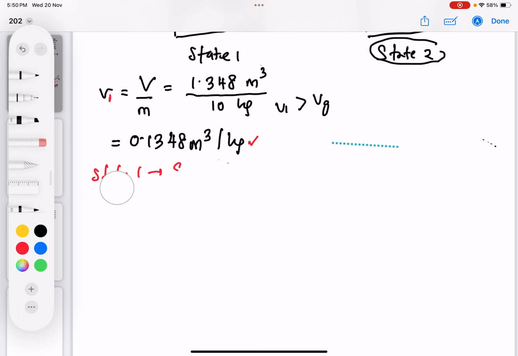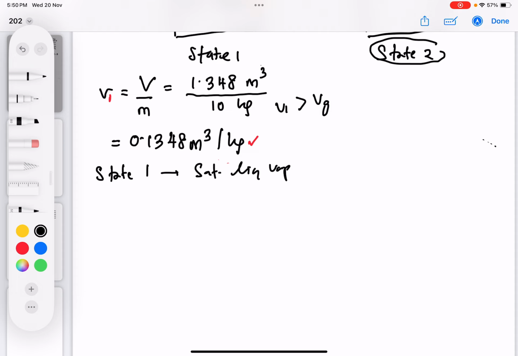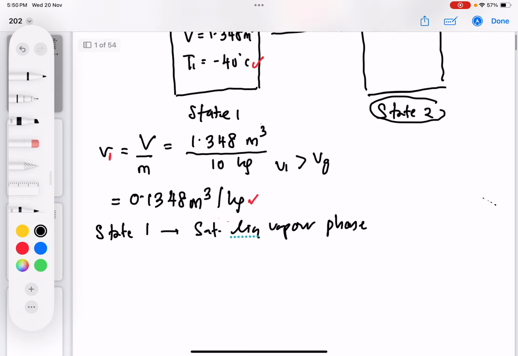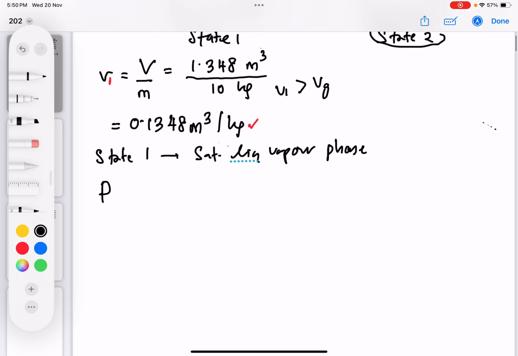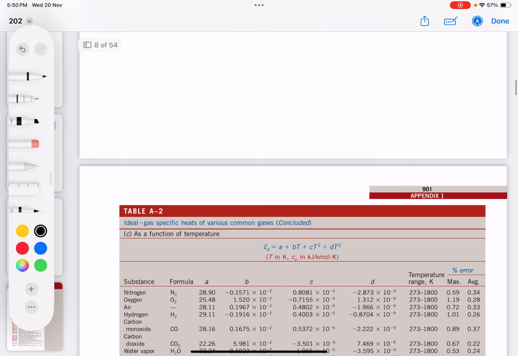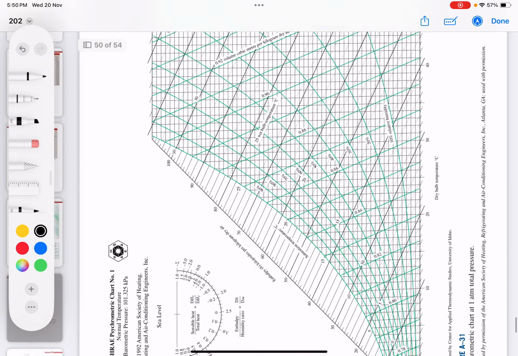Alright, so state 1 was actually located in the saturated liquid-vapor phase. So from that, what I can do here is solve it. My pressure at state 1, P1, was equal to P_sat at negative 40 degrees Celsius, which is the value of, so I have to scroll back to the answer here, yeah.